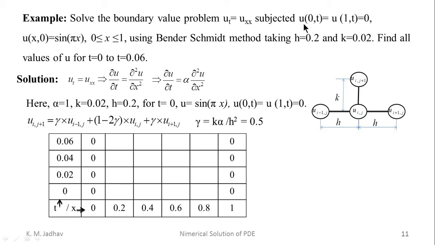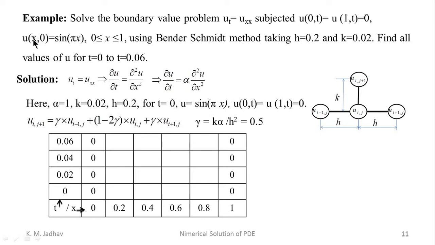Now here it is given u of 0, t, where the first value is the value of x. So values of u when x is equal to 0 and values of u when x is equal to 1 are 0. So when x is equal to 0, all values of u are 0, and values of u for x is equal to 1 are also 0, which is given in the problem.